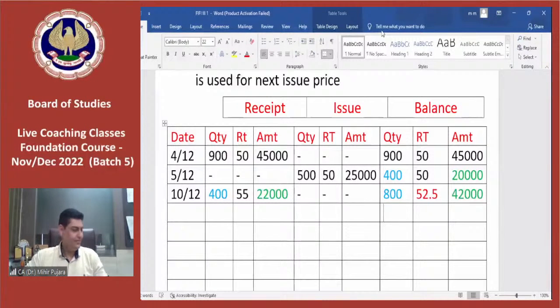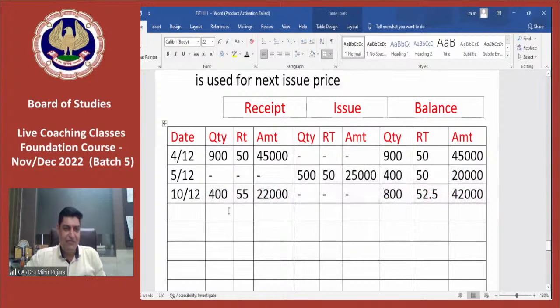Clear, friends? So I told you guys that at the time of every purchase, the rate will change. Okay, now let's go further, friend, without wasting time. So now I am making everything in a normal color.